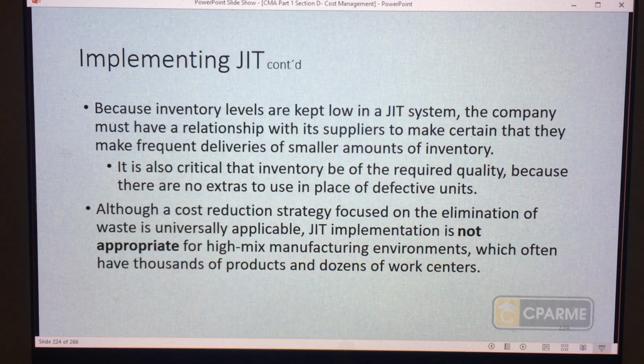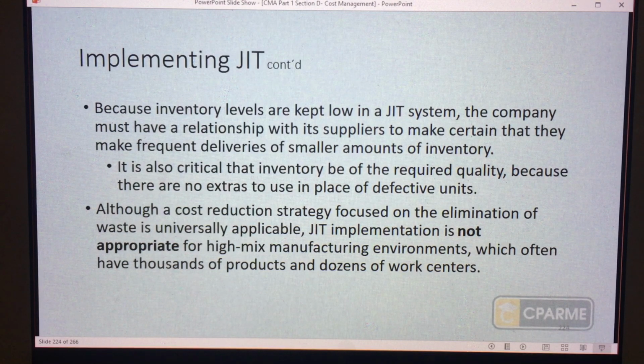Kasi nga, para maiwasan natin yung wala kang buffer. Wala kang pagkukunan ng item if nagkaroon ka ng emergency or biglang dumami or biglang meron kang one-time order. Because there are no extras to use in place of defective units, you must always ensure that the quality of the items delivered to you is up to your standards. Please take note that although a cost reduction strategy focused on the elimination of waste is universally applicable, JIT implementation is not appropriate for high-mix manufacturing environments.